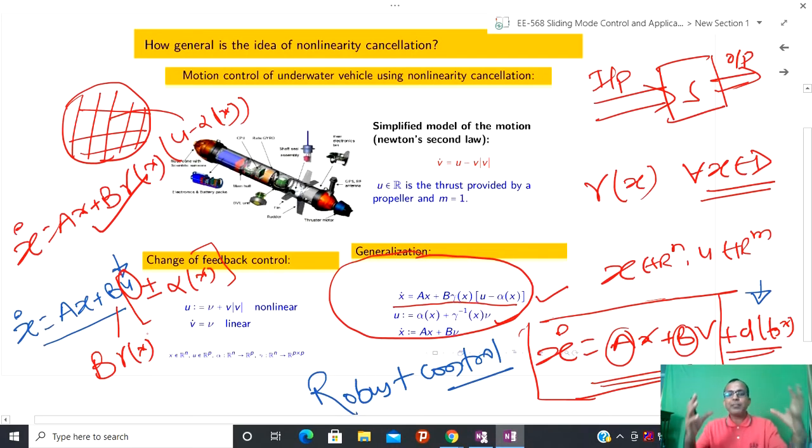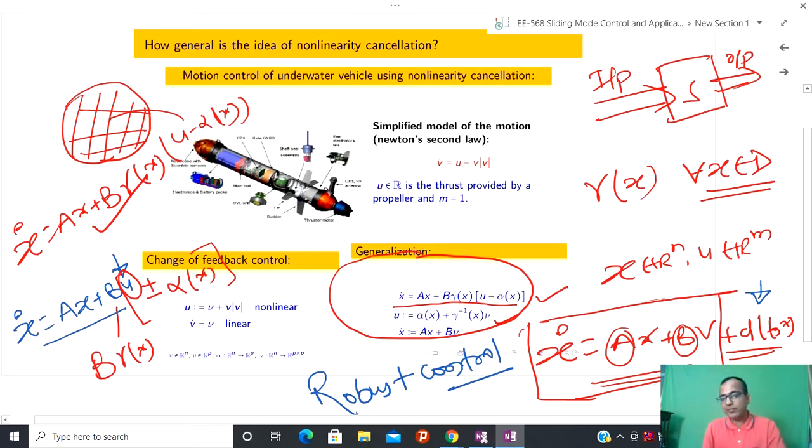So by visualization, they are able to understand that only this class of system can be converted from a nonlinear system to a completely linear system. Okay. Now let us try to see that.